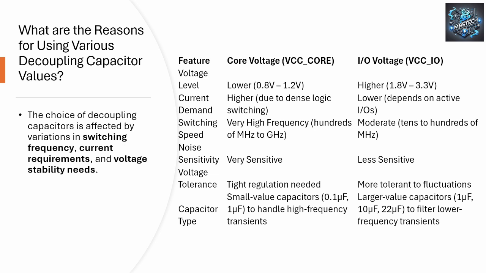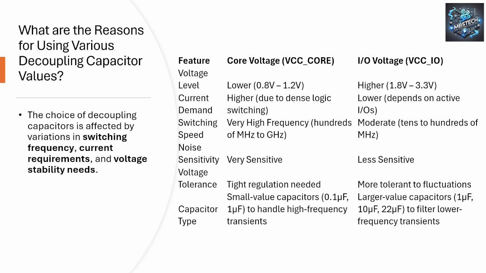This requires tight voltage regulation and a fast transient response from the PDM. In contrast, the I/O voltage powers the FPGA input-output buffers, which switch at lower frequencies and draw less current. While the I/O voltage can tolerate large voltage variations, the core voltage must remain stable to ensure reliable operation. A typical core voltage in a modern FPGA, as seen by this graph, is between 0.8 and 1.2 volts.